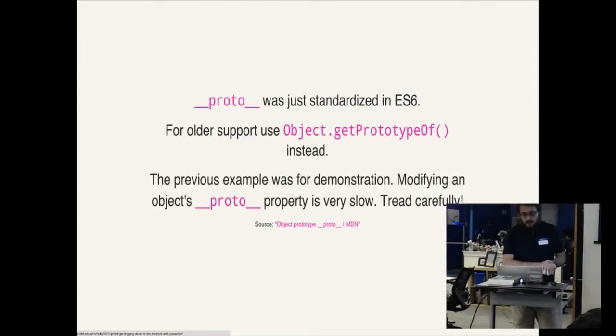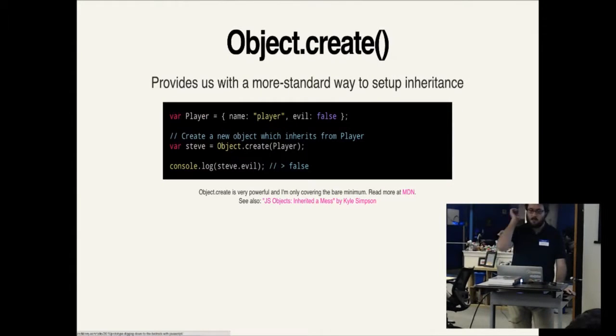And then a few more notes. This proto property exists in some browsers, especially like Chrome. But it was just recently standardized in the next version of JavaScript, ECMAScript 6. So for older support, you can use Object.getPrototypeOf. And also, that example that I showed was more for demonstration. Typically, you don't want to change the proto property at runtime because it's very slow, and no JavaScript engine is optimized to do that kind of work. So proto is a bit weird to manipulate.